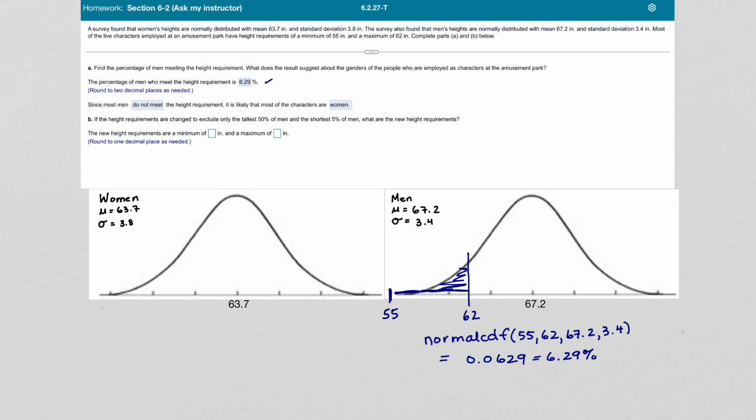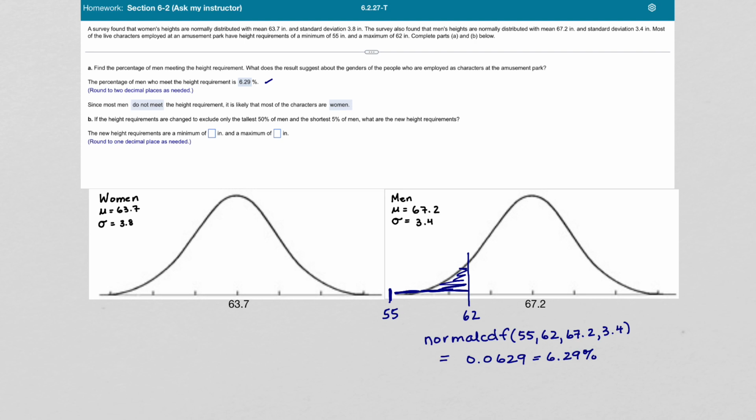So we've got that, and that would indicate that most men do not meet that height requirement, so most likely most of the characters are actually women. So if the height requirements are changed to exclude only the tallest 50% of men and the shortest 5% of men, then what are the new requirements?